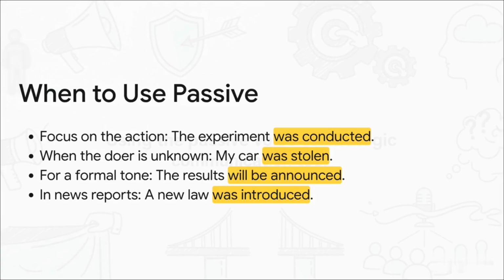And here's where it gets really useful for sounding more formal or academic. Saying the results will be announced just sounds more objective and official than saying we will announce the results. And you see this all the time in the news, right? A new law was introduced. It creates this sense of authority by focusing on the event, not the politicians behind it.